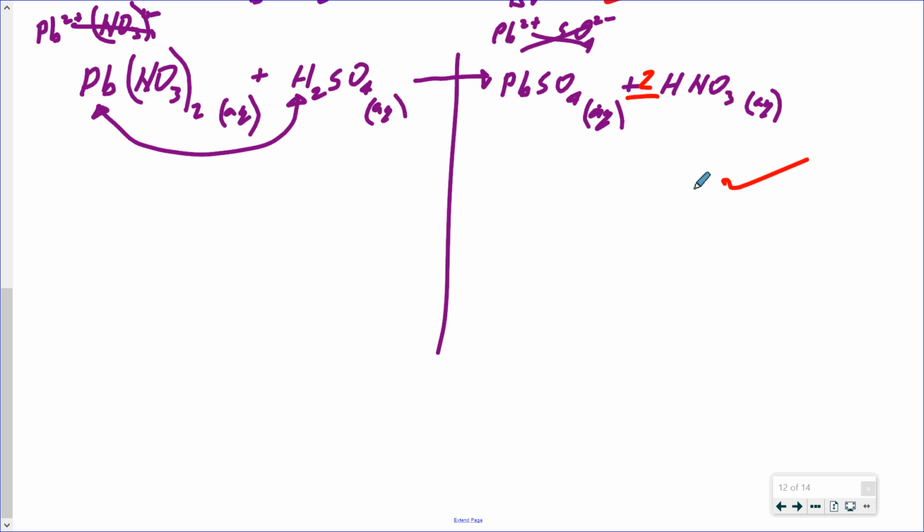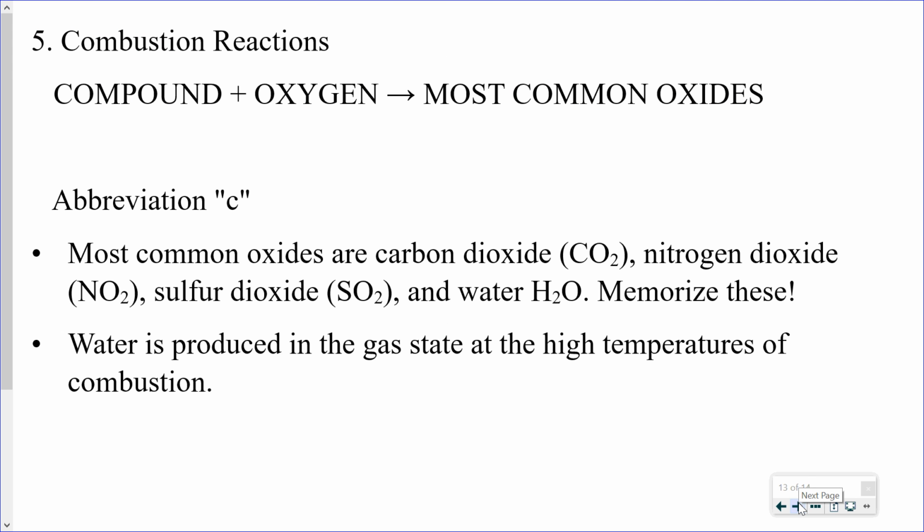So now we have decomposition, we have formation, we have single replacement, we have double replacement. We just have one more to go, and those are combustion reactions. So here we have a compound, and it's always going to be oxygen. And then I just have here most common oxides, but most of the time for us, the products are always going to be the same 2 things, and that is carbon dioxide and water.